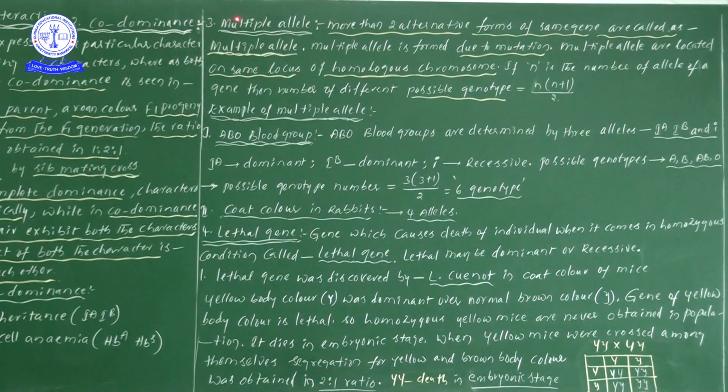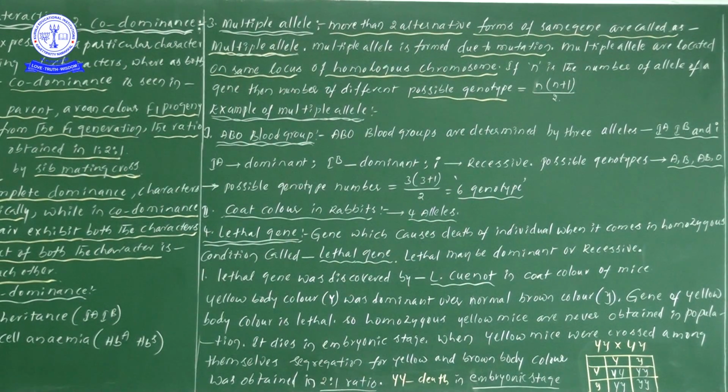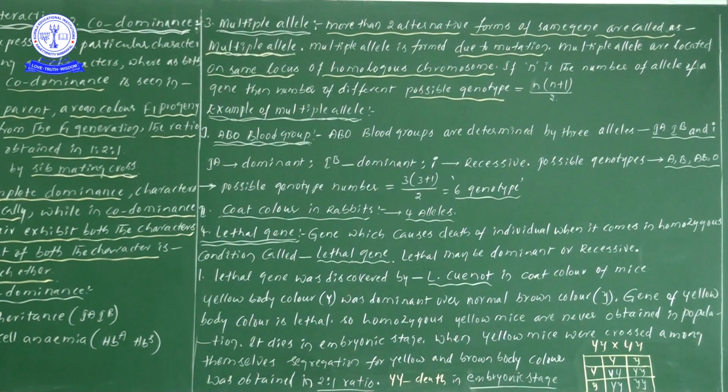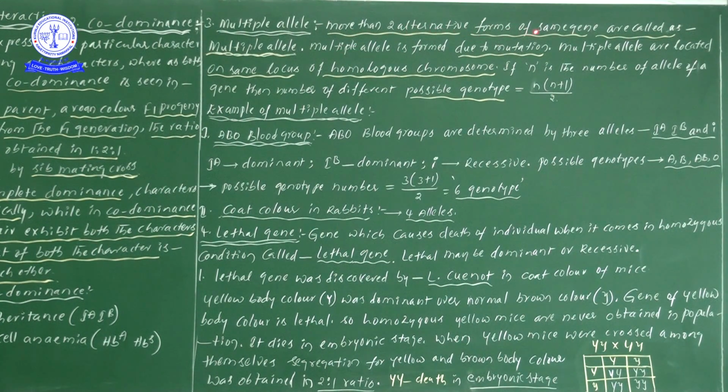Multiple alleles: this concept is also important. More than 2 alternative forms of a gene are called multiple alleles. Memorize this by heart; sometimes in examinations they ask it as a definition. Suppose one gene is there, then normally only 2 alleles are present. But here, more than 2 are there.